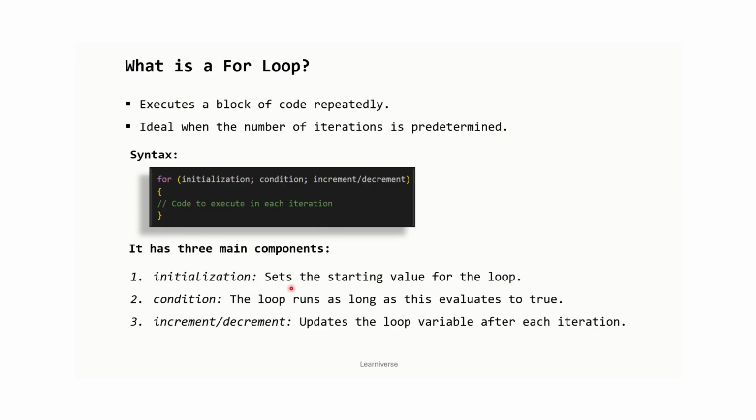Initialization means it sets the starting value for the loop. Condition: here the loop runs as long as this particular condition evaluates to true. Increment or decrement: it updates the loop variable after each iteration.